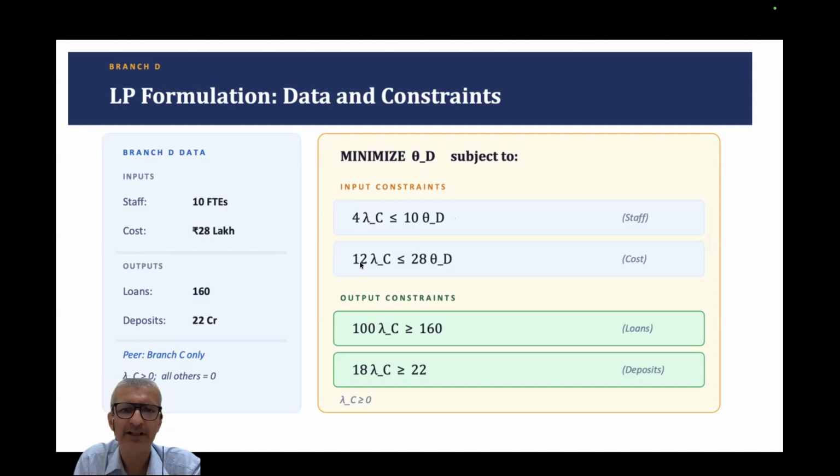Similarly, we get 12 lambda C, where 12 is the cost in rupees lakhs for branch C, less than or equal to 28 times theta D, where 28 lakhs is the cost for branch D. Similarly, we do for output constraints as well. 100 times lambda C greater than or equal to 160. 100 is the number of loans for branch C, and 160 is the number of loans for branch D. Similarly, 18 times lambda C, 18 is the deposits in crores for branch C, greater than or equal to 22 crores, the deposits for branch D. So that's what we are looking at right now.